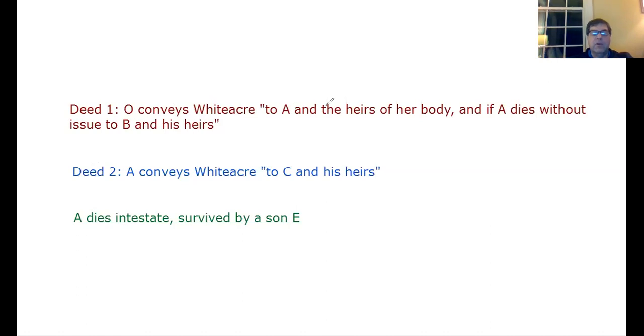And so A originally had a fee tail and a remainder in B, but when A conveys to C, it becomes a fee simple. B's interest is eliminated in Massachusetts. And so C owns the land in fee simple absolute. Doesn't matter if E survives or not in Massachusetts, just irrelevant to the problem, because the second deed succeeded in disentailing the estate and turning it into a fee simple.